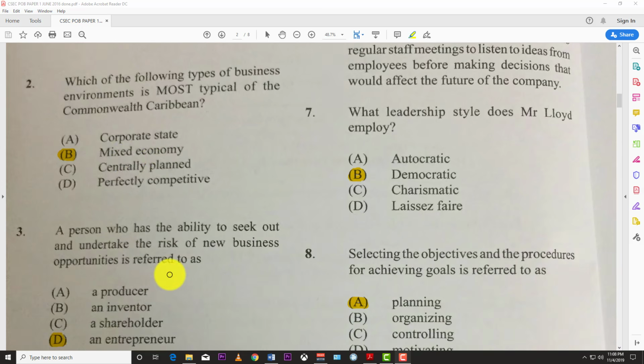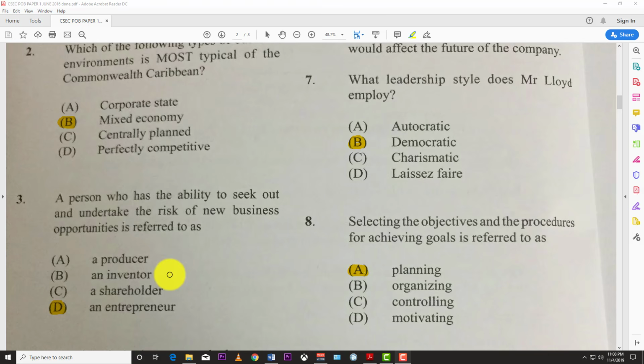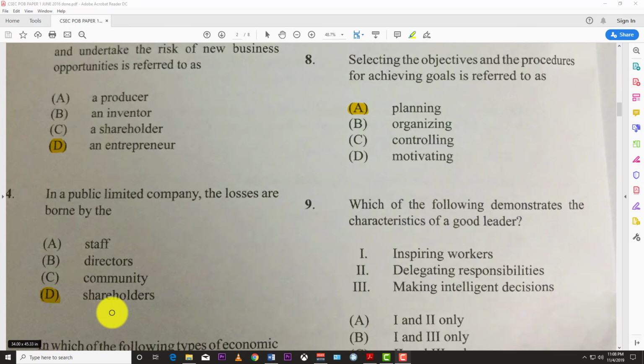Number 3, a person who has the ability to seek out and undertake the risk of a new business opportunity is referred to as, and of course we all know this one, the best answer here is an entrepreneur. The person who takes the risk to start their own business is an entrepreneur. Number 4, in a public limited company, the losses are borne by the, and the best answer here is the shareholders. The owners of this company would be the shareholders.